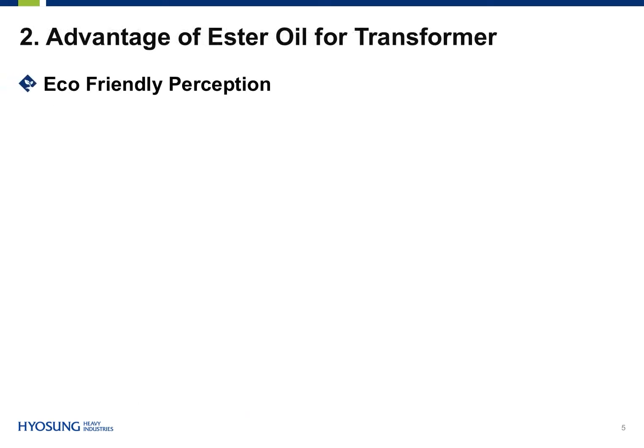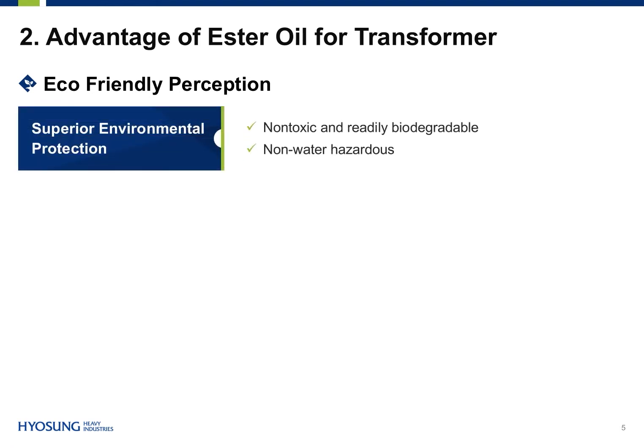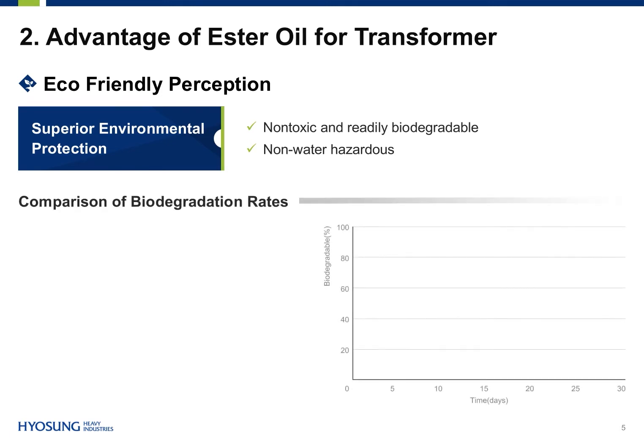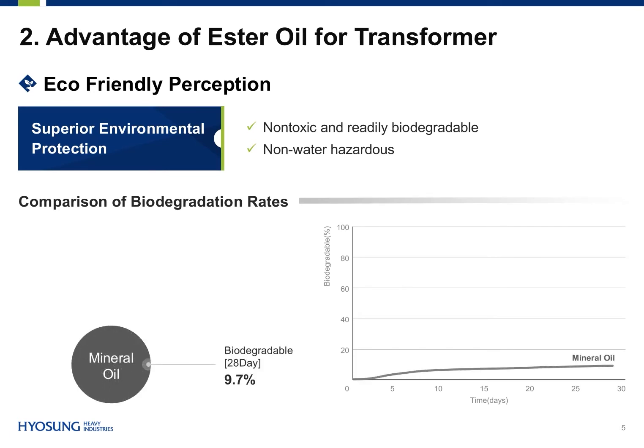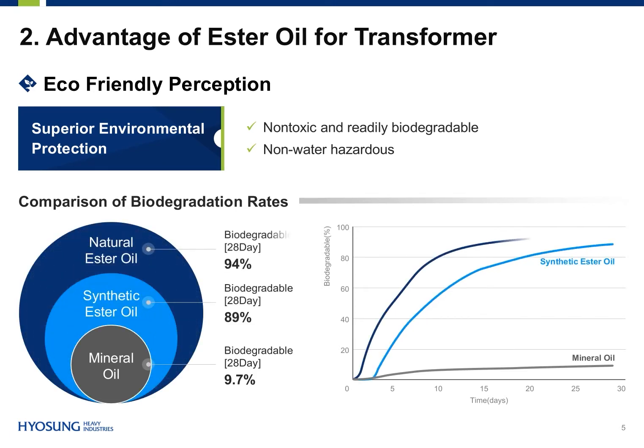One of the most significant advantages of Ester Oil is that it is non-toxic and readily biodegradable, which makes it a very environmentally friendly material. Even if Ester Oil is leaked, the damage to the surrounding environment would be very limited. As you can see in the graph below, over 28 days, the biodegradation of mineral oil is less than 10%, while synthetic Ester Oil is 89% and natural Ester Oil is 94%.